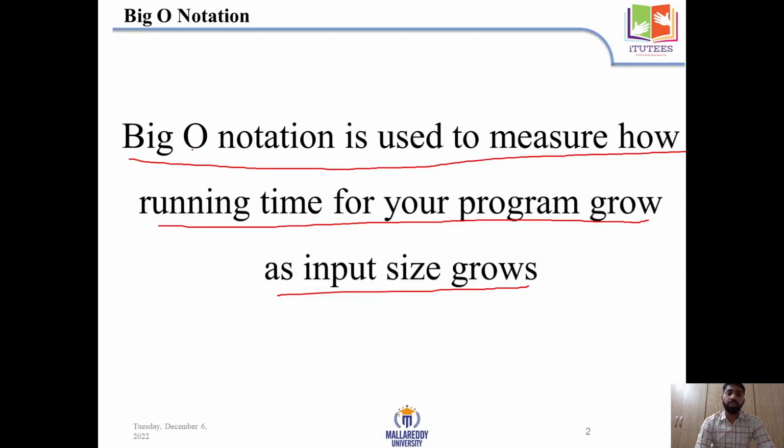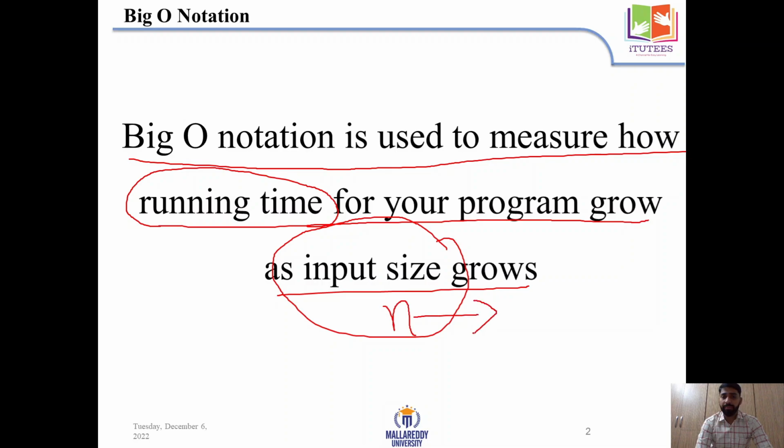Here we are going to use big O notation to determine the running time of your program based on the input size. For example, the input size is n. Then what is the time? If you increase the n value, then you are also going to measure the time here. Based on the n value, the time also increases.